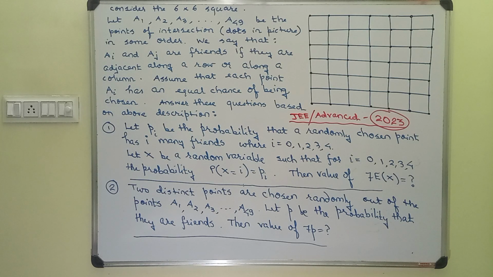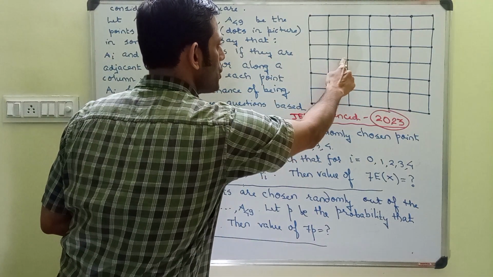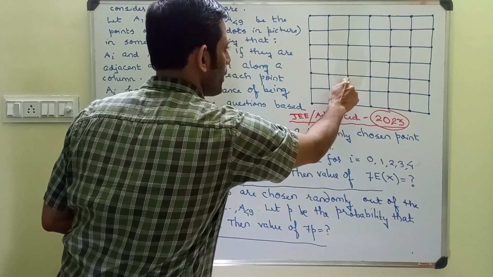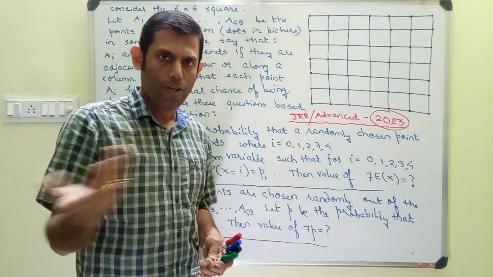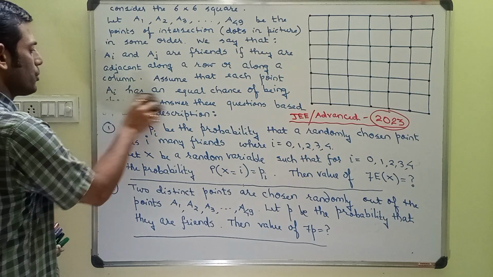Suppose AI is at a position, then AI and AJ are friends if they are adjacent along a row or along a column. That is the only condition which describes friends. And that means for this point, this is a friend, for this point, this is a friend, for this point, this is a friend, and so on and so forth. So let us go for solving this question.